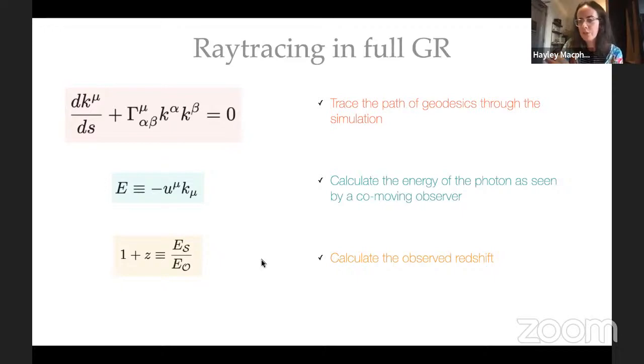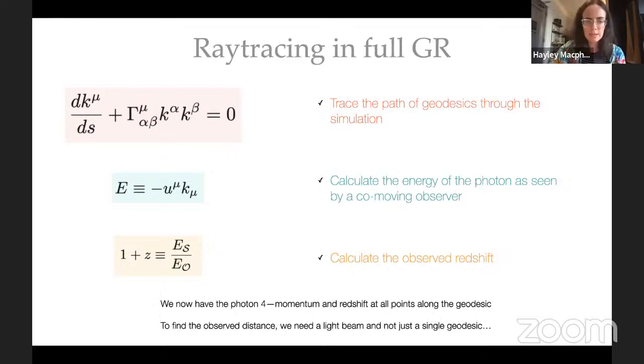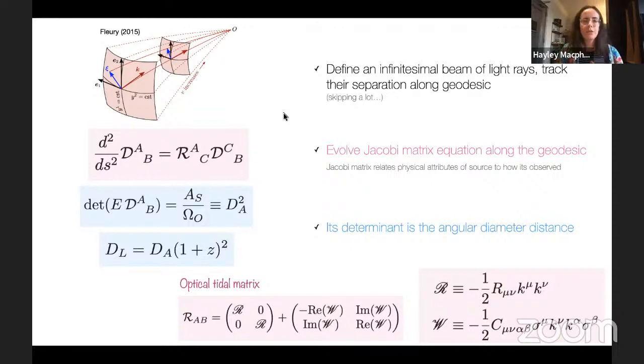What we need to do is to trace a small bundle of geodesics and track how that bundle is squished and distorted and expanded as it moves through the geometry of space-time, as I just said. And so to do this, I'm skipping a lot of details. I'm going to refer everyone to Pierre Fleury's PhD thesis if you're interested in anything about inhomogeneous light propagation. It's really well written, so please do read it.